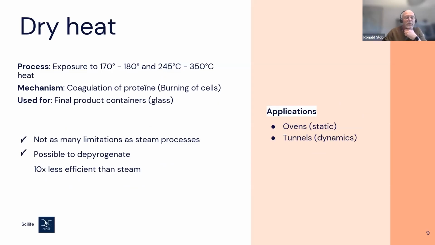The second one on the heat side is the dry heat method, which is most of the time 170, 180 degrees. And you also have depyrogenation, which is around 245 to 350. You also have these kinds of tunnels, which go very high in temperature. And then it's not really that you are changing your protein, you're really burning your cells away. And yeah, it's no longer feasible to reproduce anymore, of course.